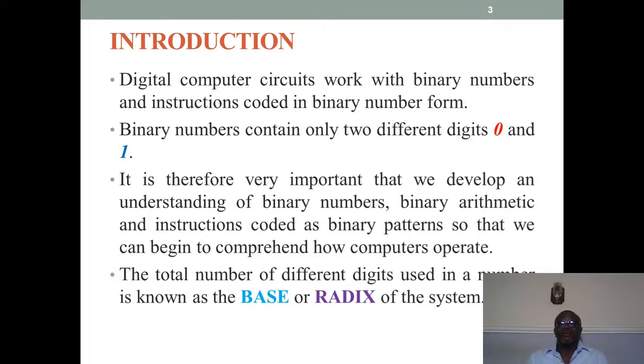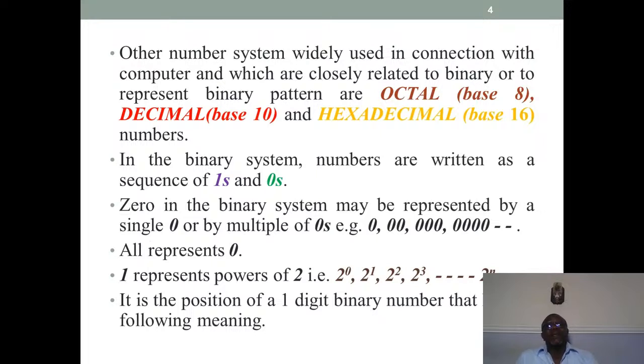The total number of different digits used in a number system is known as the base or radix of the system. Other number systems widely used in connection with computers, and which are closely related to binary or used to represent binary patterns, are the octal, which is base 8, the decimal, which is base 10, commonly used by humans, and hexadecimal, which is base 16.